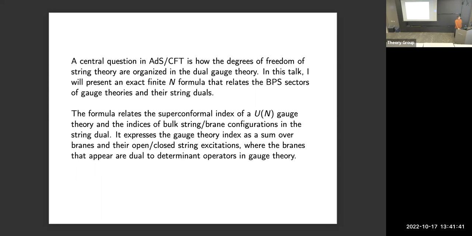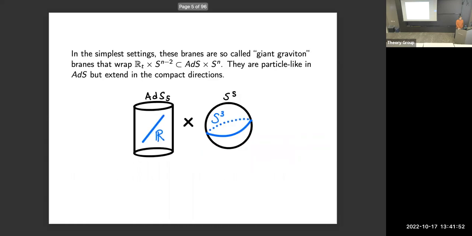And it expresses a gauge theory index as a sum over branes and their open string excitations, where the branes that appear are dual to determinant operators in gauge theory. In the simplest settings, these branes are so-called giant graviton branes, which are supported by the RR five-form flux in the standard example in AdS5 times S5. And they wrap the time direction times some codimension-2 sphere in that example. And they're particle-like in AdS, but extend in the compact directions, which explains their name.